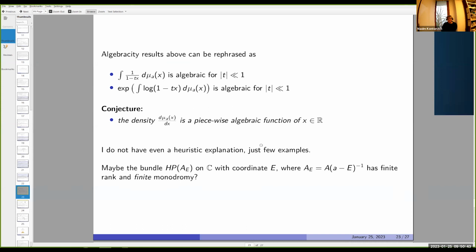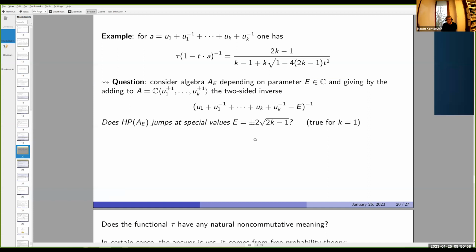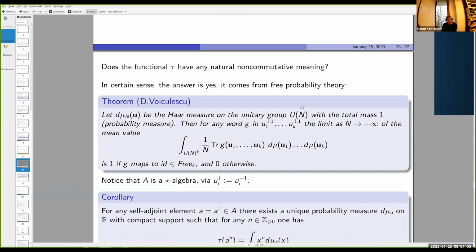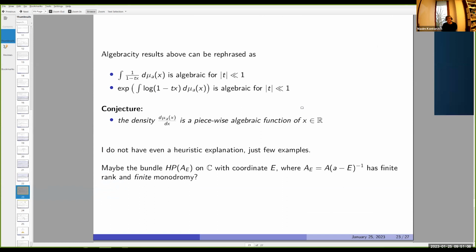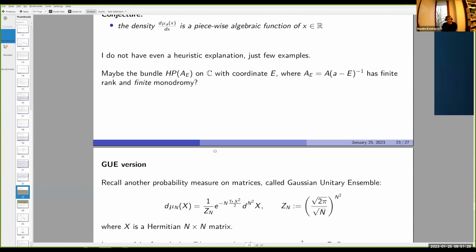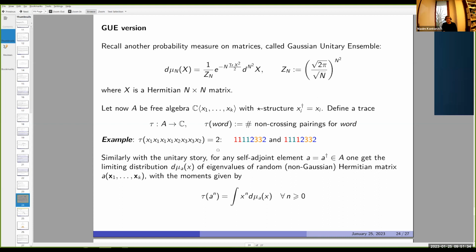But it is possible that the whole story will have some non-commutative explanation. Maybe for this bundle of algebras which I considered, I recall we already have an equation for this bundle of algebras. When I remove the constant to invert these things, what goes on with periodic cyclic homology? I really have no idea, but it's what the whole story suggests. Maybe this bundle is of finite rank and the monodromy is also finite. Whatever we have, this is a calculation with these algebraic functions. That would be a really wonderful explanation of this combinatorial result, but that I don't know.